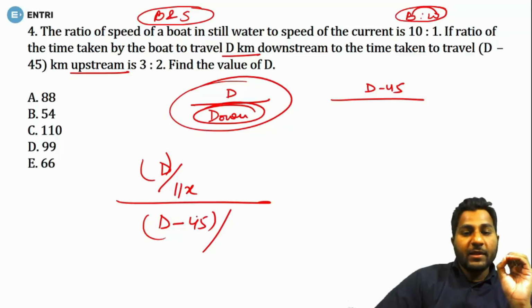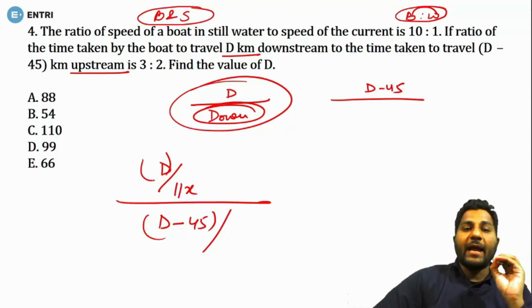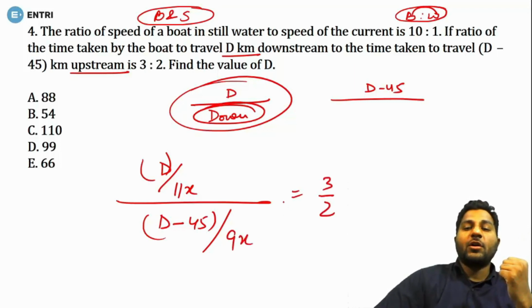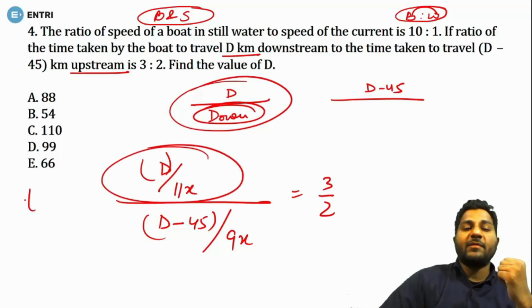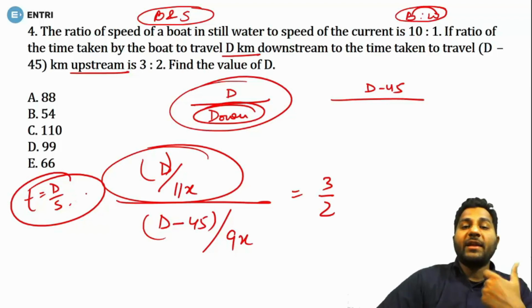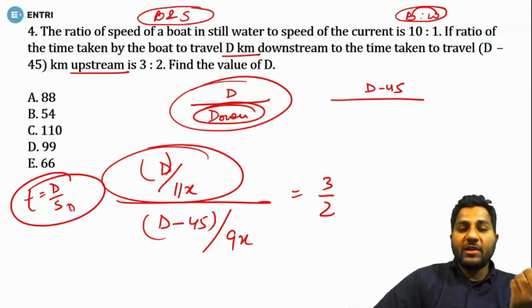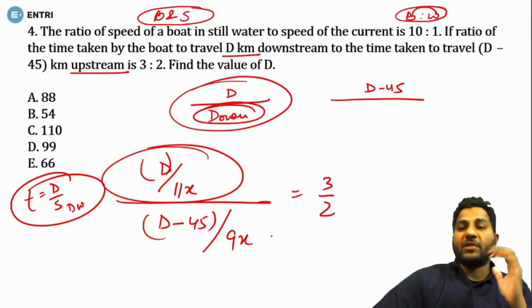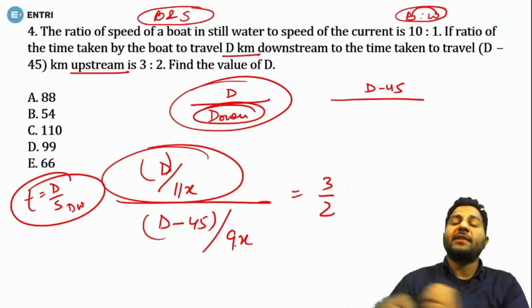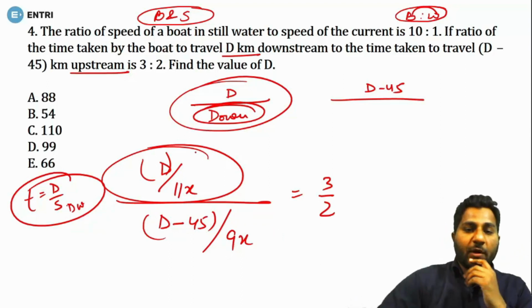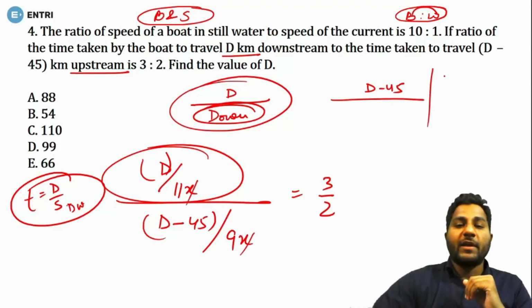Its speed will become 9x. The ratio of time, because time equals distance upon speed, but this speed varies. How does it vary? First it is downstream and the second one is upstream. In downstream the speed will increase, in upstream the speed will decrease. So this x will be eliminated and we have to figure out the final answer.